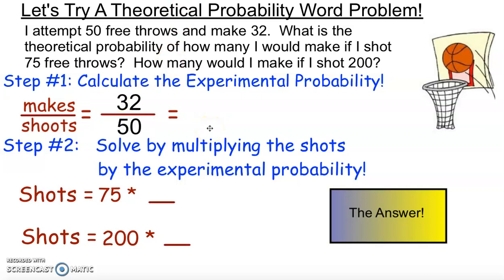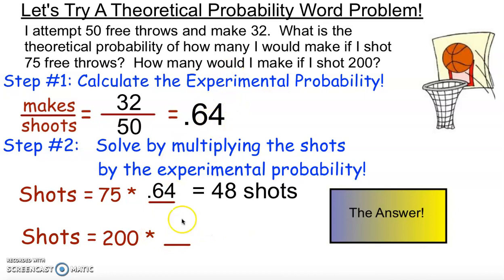Now I'm going to convert that to a decimal. And 32 over 50 is 0.64. So I'm going to take that 0.64 and multiply it times 75 to see how many I would get if I shot 75 of them. And 75 times 0.64 is 48. I'm going to take that same probability of 0.64 and multiply that times 200, and I get 128.